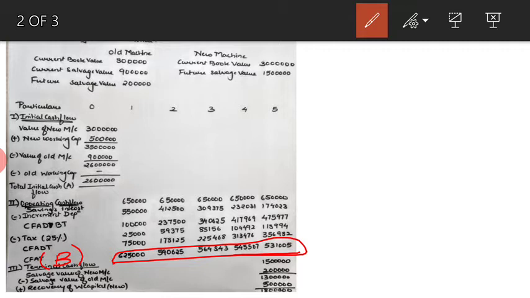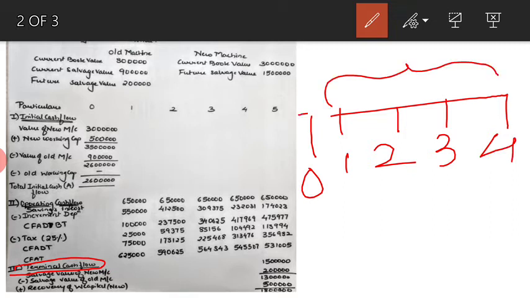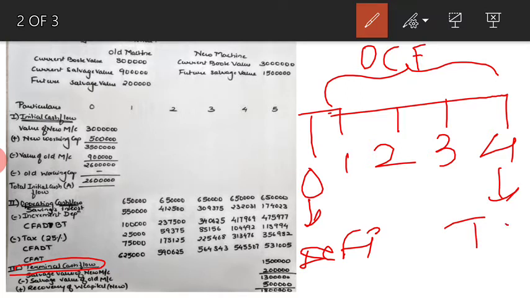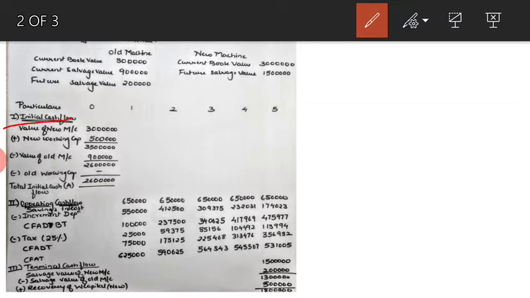The last part of the cash flow statement, the estimation of cash flows, is the terminal cash flow. So always remember, a project can be divided into three parts. One is initial, this is your initial cash flow. Then this would be your operating cash flows, and the last year would be your terminal cash flows. So all the cash flows have to be divided into three parts, which we have done in this solution also.